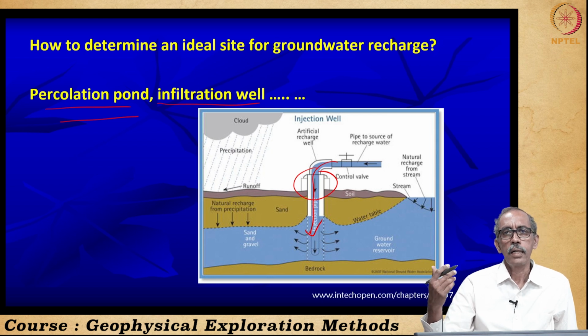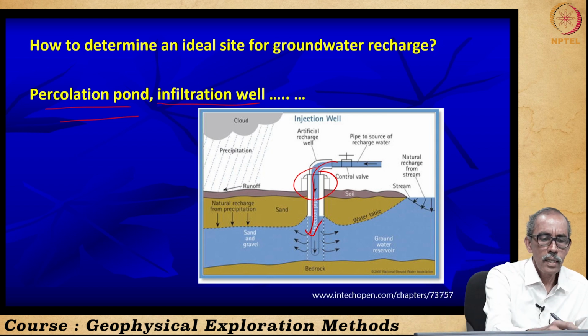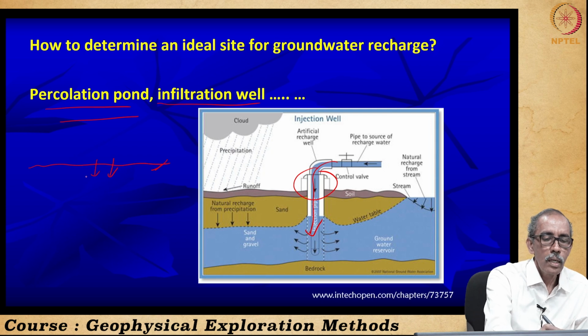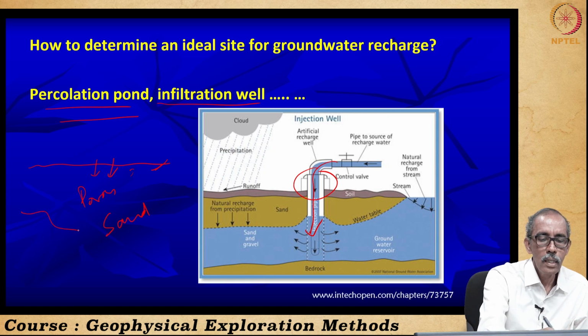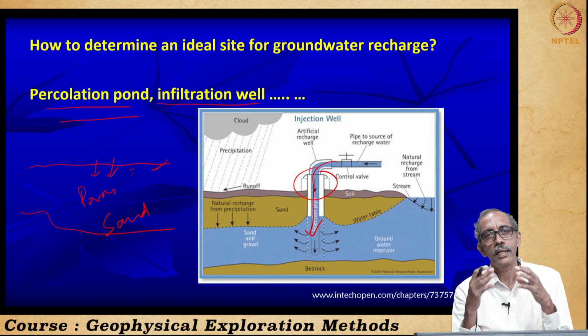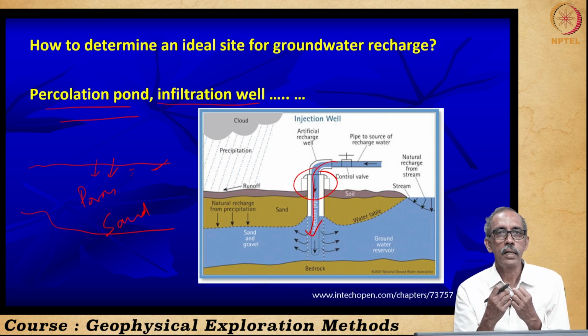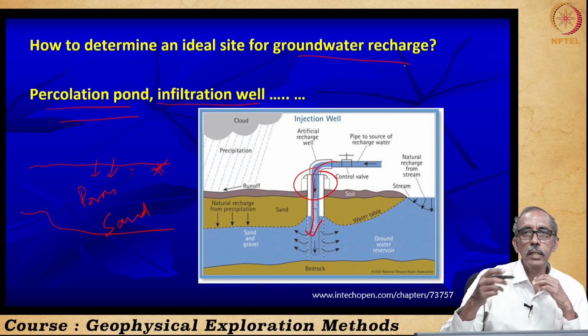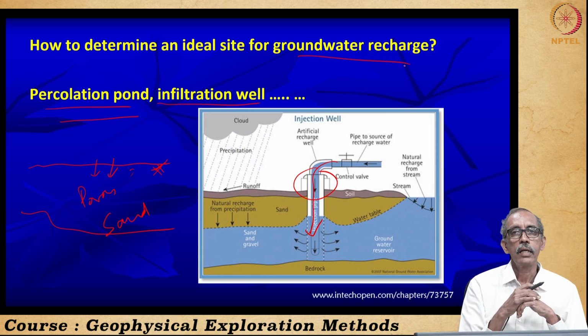What are the criteria? Very simply I am going to discuss, right? For a region to function as a potential recharge area, the basic criteria is we should have a porous formation. Porous may be a sand deposit. Suppose you have a sandy area, or a formation that can allow water to infiltrate, they can be the only potential sites for groundwater recharge. How can we identify such sites?